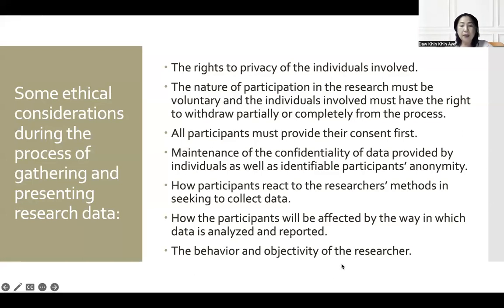Now, another one is how participants react to the researcher's method in seeking to collect data. You need to include how the participant will be affected, because, as I mentioned, in the research information statement you need to include everything: how the participant will be affected by the way in which data is analyzed and reported. The researcher also needs to make sure that this information is only for academic purposes, and also possibly academic publication and things like that.